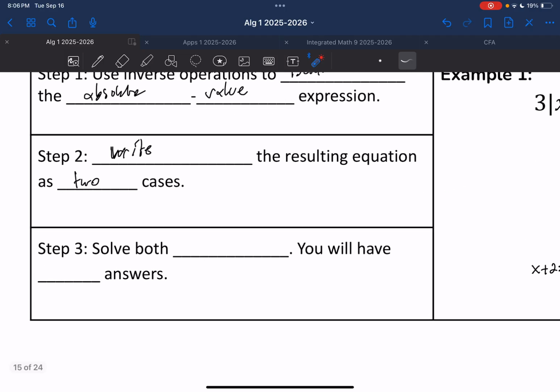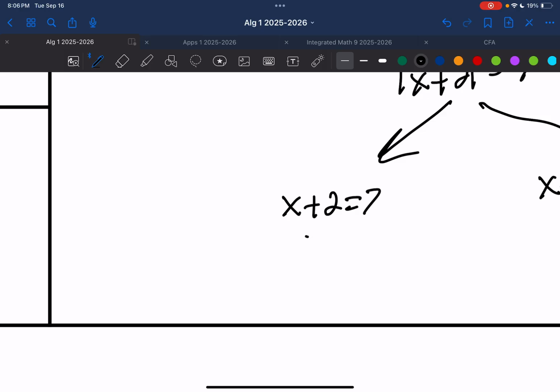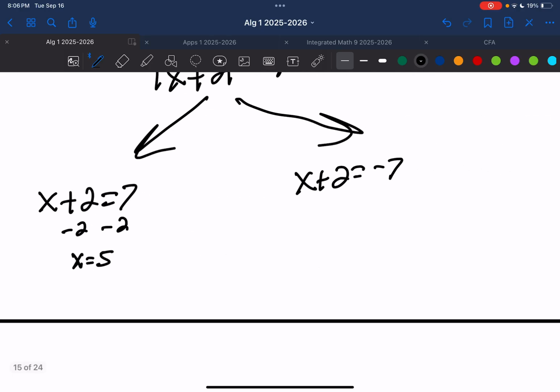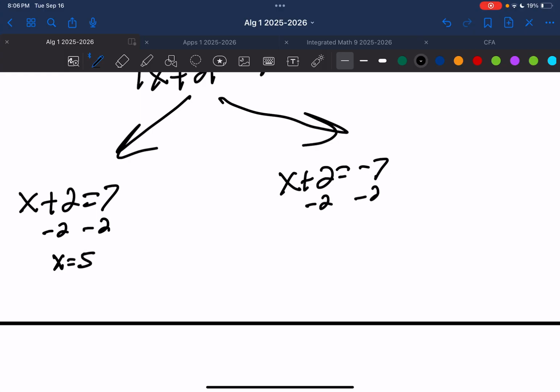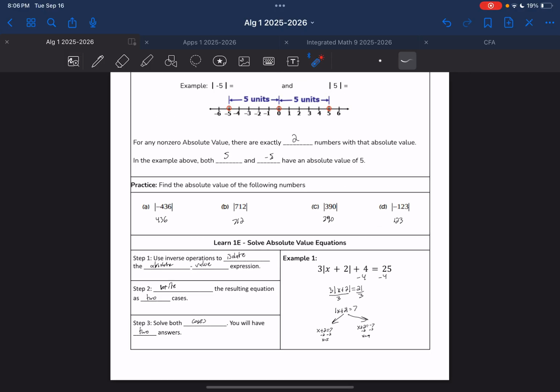All right, and then we solve both cases, and that will give us two answers. So in this case, x plus 2 is equal to 7. We're going to subtract 2. We're going to get x is equal to 5. Over here, we're going to subtract 2. We're going to get x is equal to -9. So that means if x is 5 or if x is -9, the absolute value of x plus 2 is going to be equal to 7, which will solve this equation here.